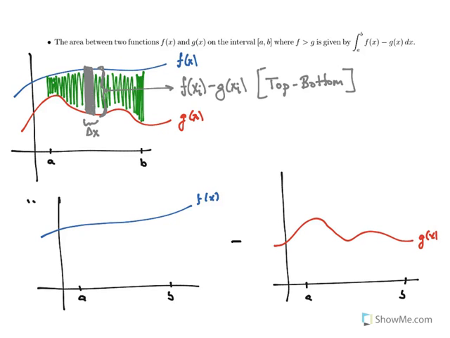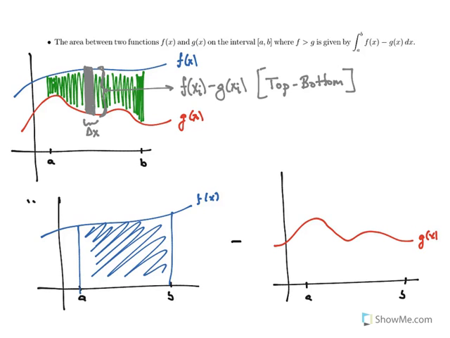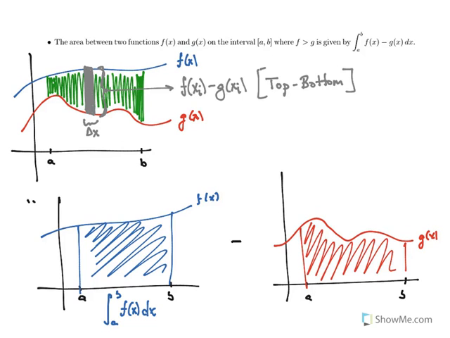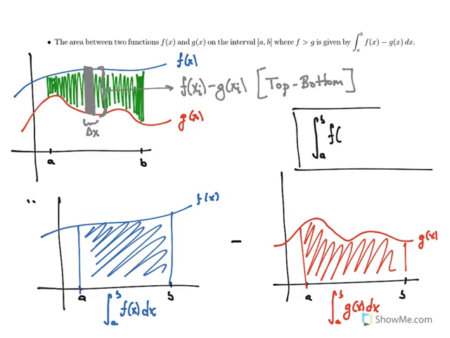So we could think about the area under f. That's given by the integral from a to b of f of x dx. And we can think about the area under g. But what we're really doing is we're subtracting those two areas, which gives us the formula that we want: f minus g.